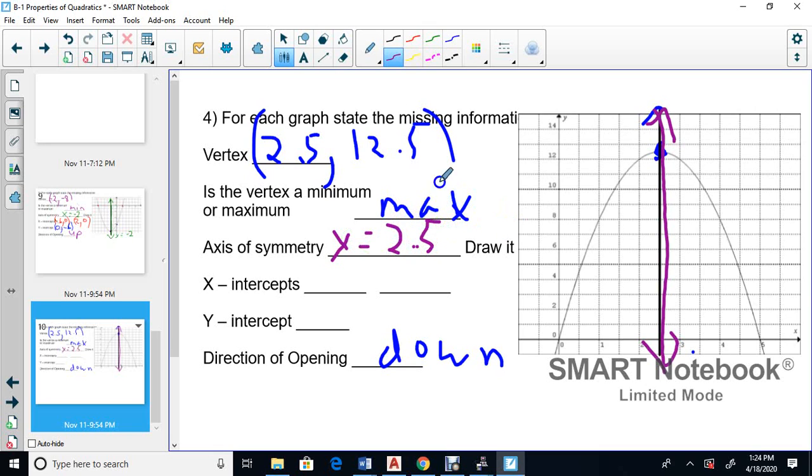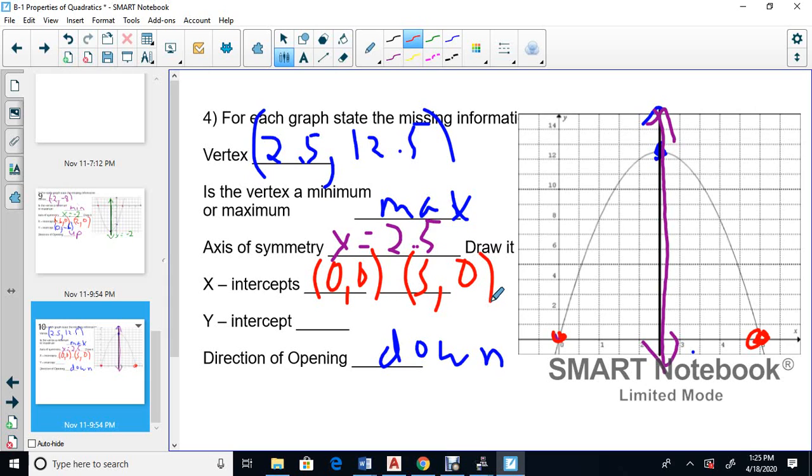Okay. Next we'll do our x-intercepts. Let's pick a red color for that. There's one x-intercept here, and there's another x-intercept here. So our two x-intercepts, one's 0, 0, and our second is 5, 0. So x goes first, 5, 0.